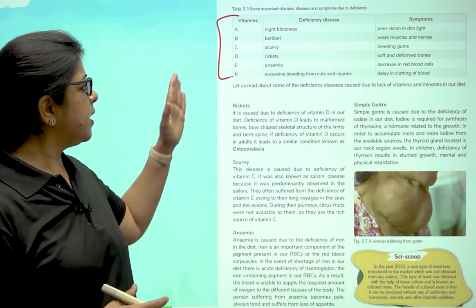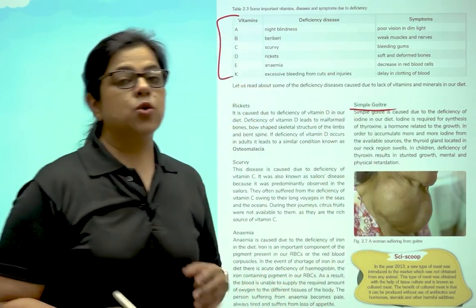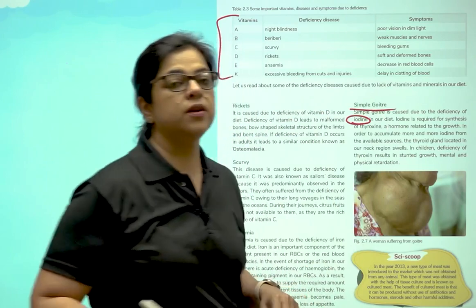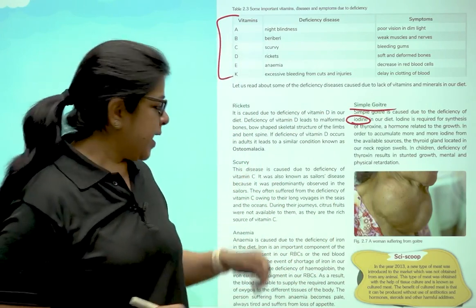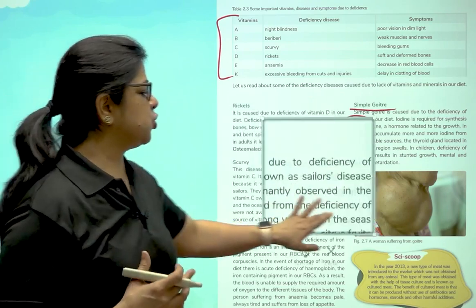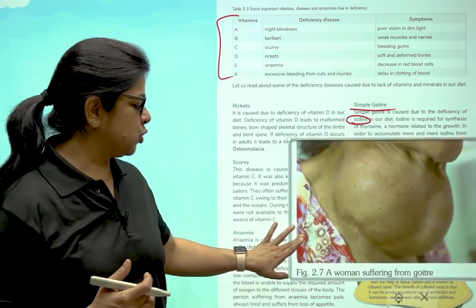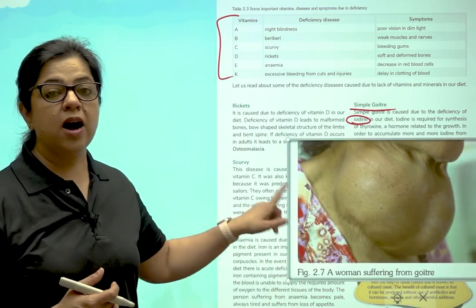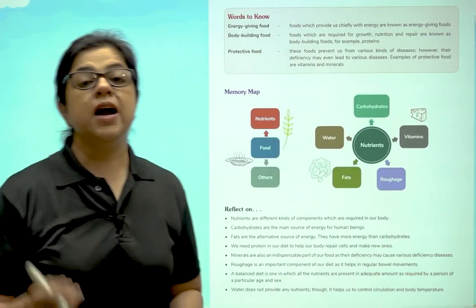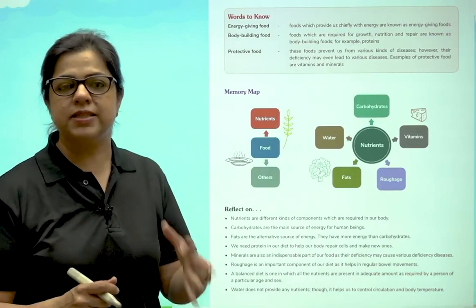Now, other than these children, a disease called goiter occurs due to the deficiency of the mineral iodine. What happens? The thyroid gland, the gland that is situated in your neck area, begins to get swollen. And how do you avoid goiter? You avoid goiter by eating iodine-enriched salt and of course seafood.